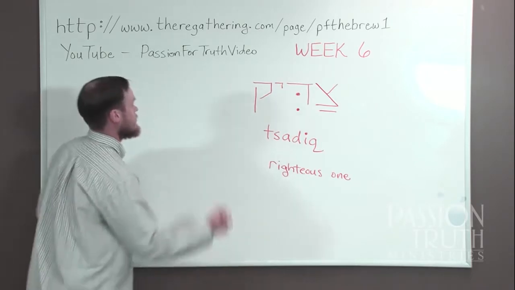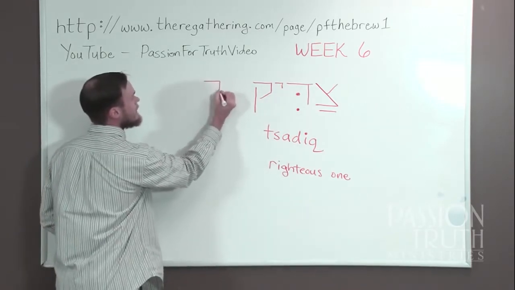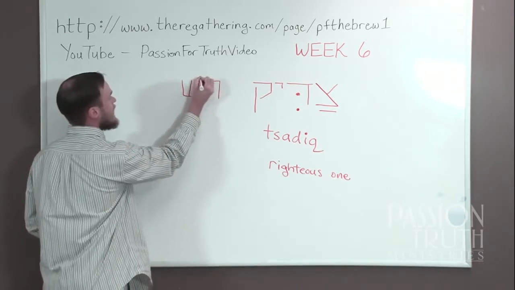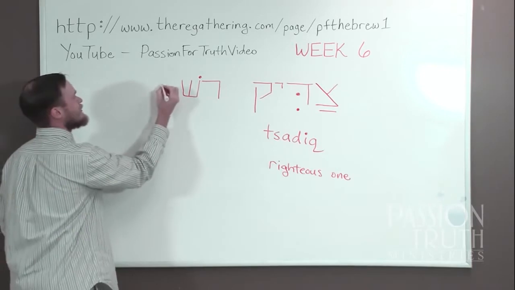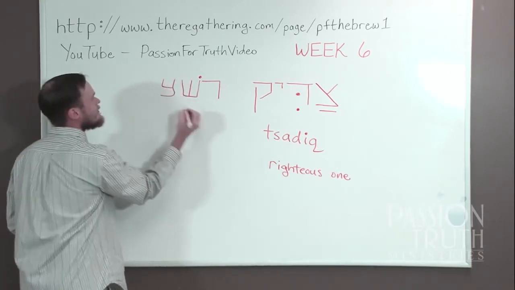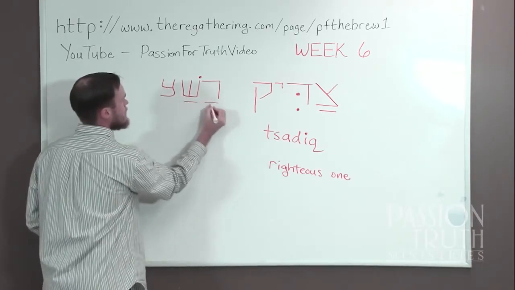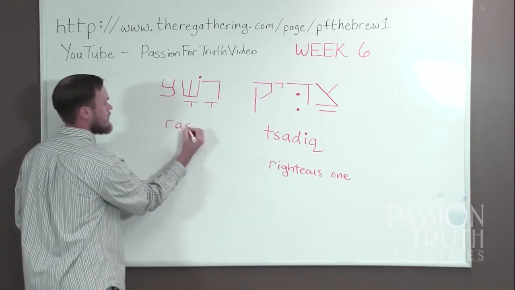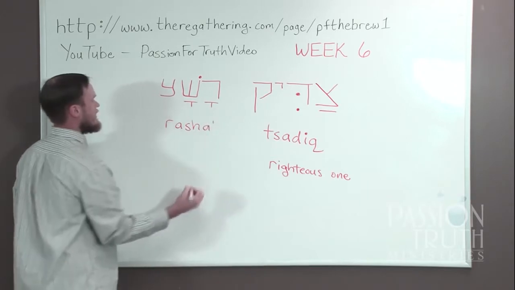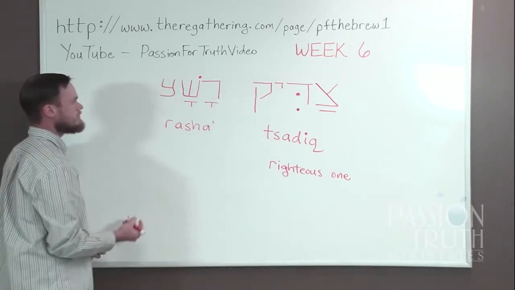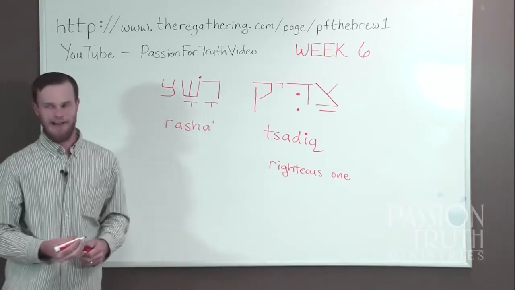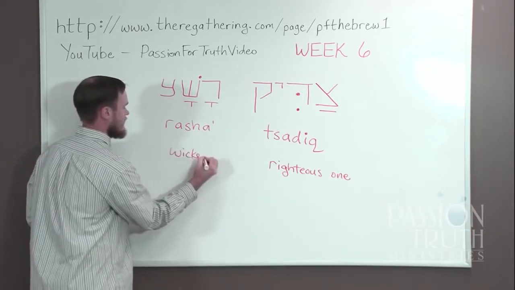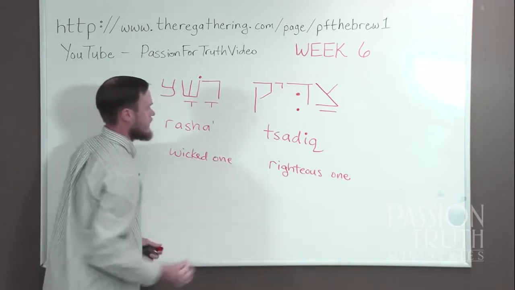Rashang, yes. This would be the opposite of tzaddik: resh, shin. Oh, I haven't gone over shin yet, so that's why I haven't covered this word yet. No, it's Rashang. Yeah, I'm pronouncing the ang of the ayin. Okay, and that's a wicked one, opposite of a righteous one.